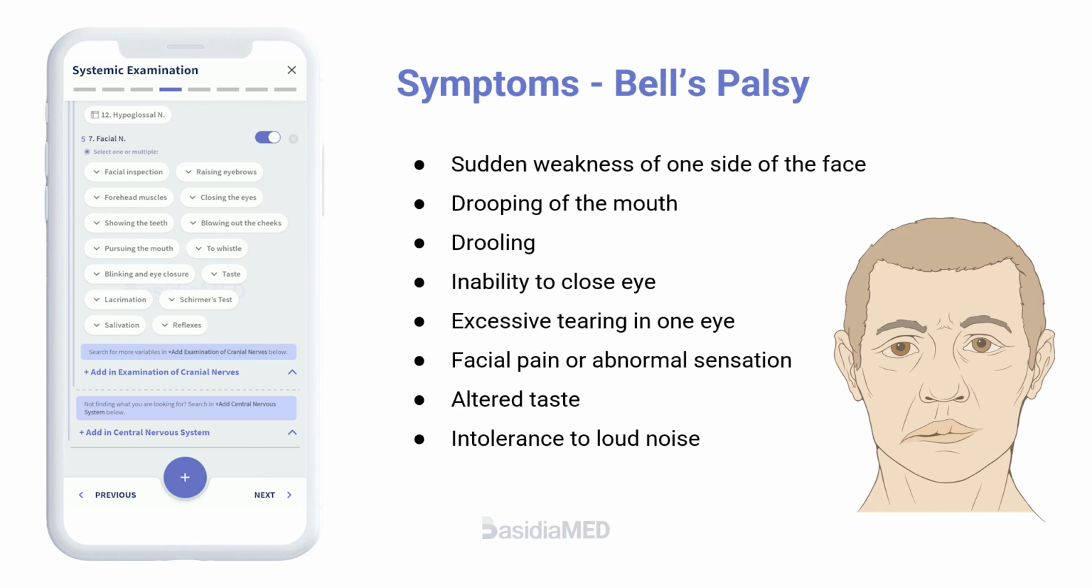Symptoms of Bell's palsy include sudden weakness of one side of the face, drooping of the mouth, drooling, inability to close the eye, and excessive tearing in one eye. Individuals may also have facial pain or abnormal sensation, altered taste, and intolerance to loud noise.